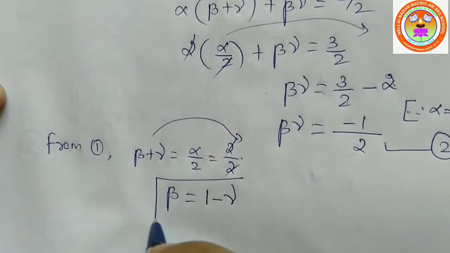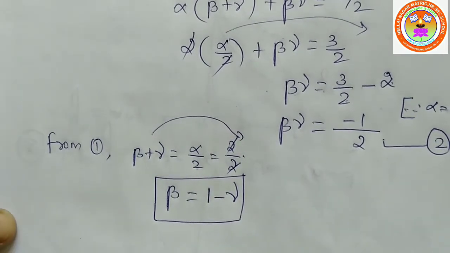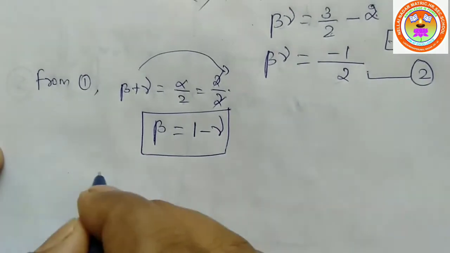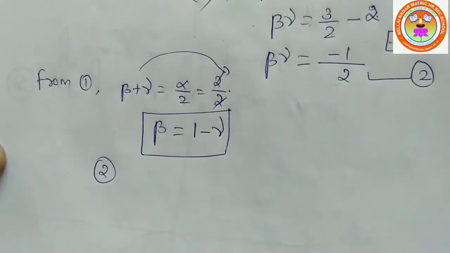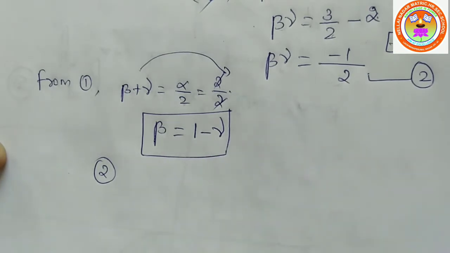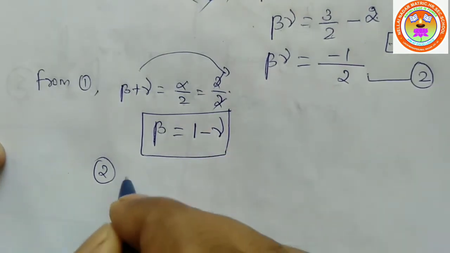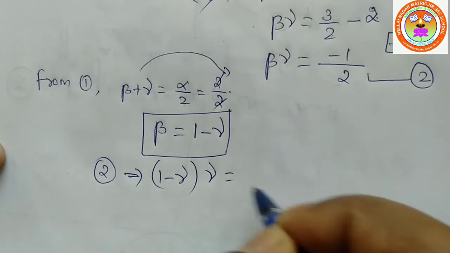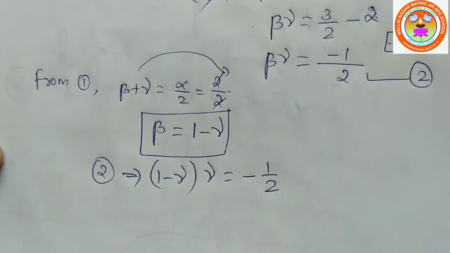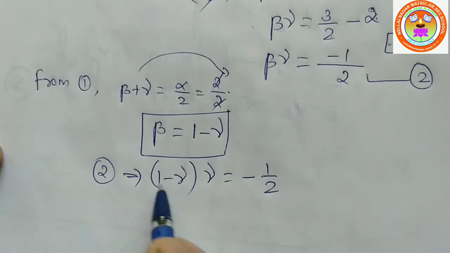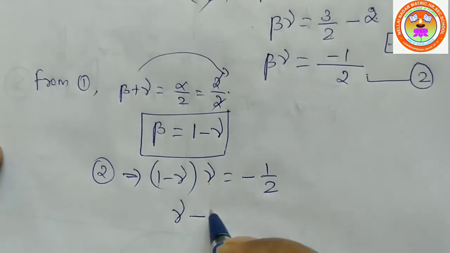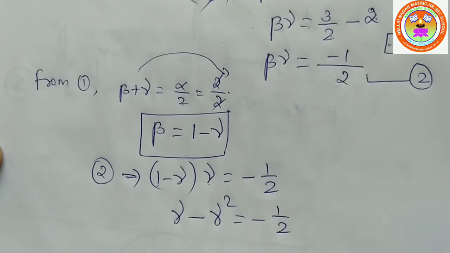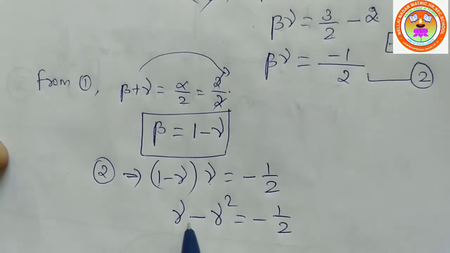If we apply this beta value in equation 2, beta gamma, beta is 1 minus gamma, into gamma is equal to minus 1 by 2. Simplify this equation. 1 into gamma, gamma minus gamma square is equal to minus 1 by 2. When we cross multiply this 2, it becomes 2 gamma minus 2 gamma square, which is equal to minus 1.